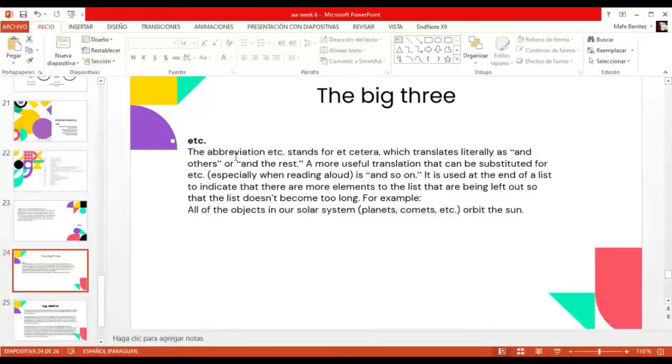The abbreviation etc. stands for et cetera, which translates literally as and others or and the rest. A more useful translation can be substituted for etc., especially when reading aloud. And so on. It is used at the end of a list to indicate that there are more elements to the list that are being left out so that the list doesn't become too long. For example, all of the objects in our solar system, planets, comets, etc., orbit the sun.